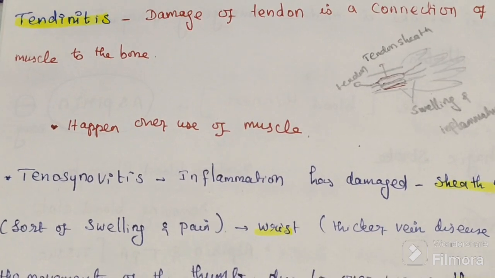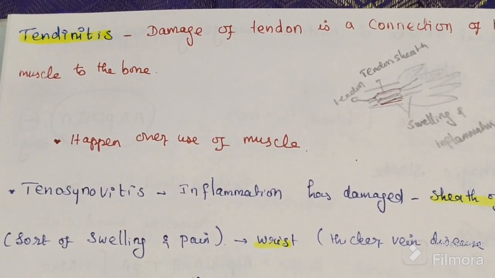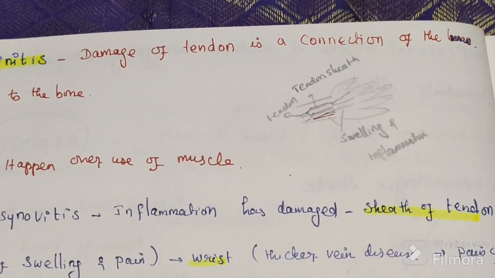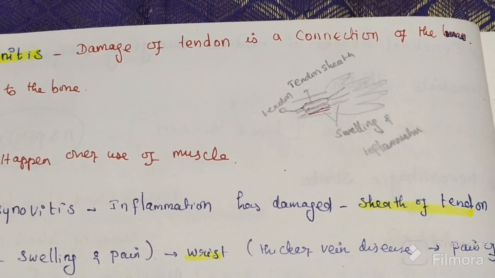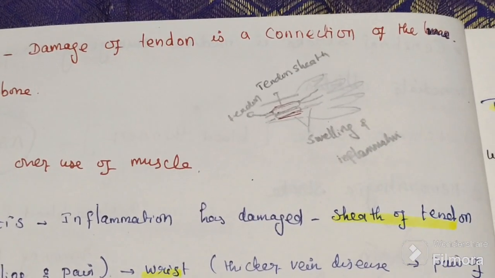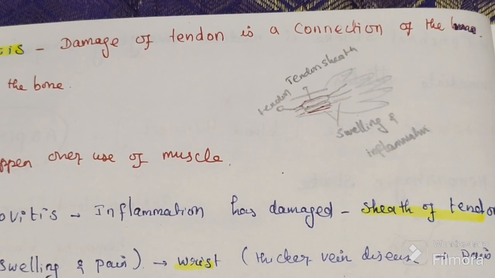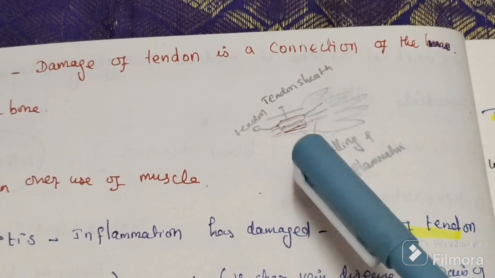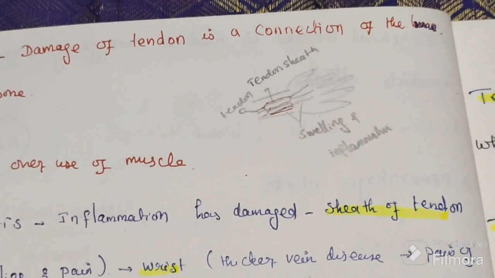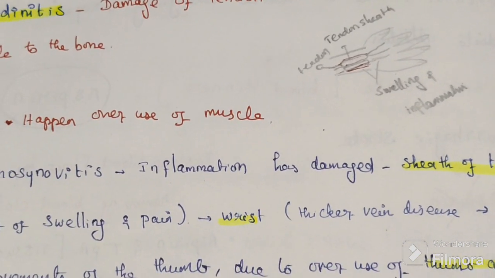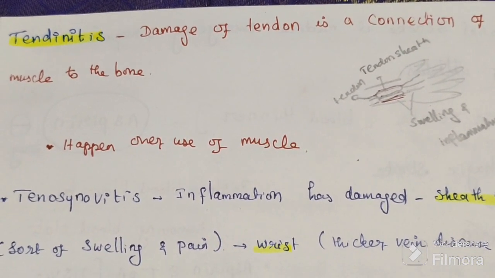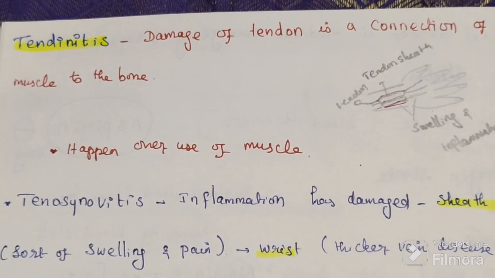Next, tendinitis means damage of the tendon, the connection of muscle to the bone. When there is damage to the connection of the muscle to the bone, mainly the wrist area is affected. In this case we call it tendinitis.